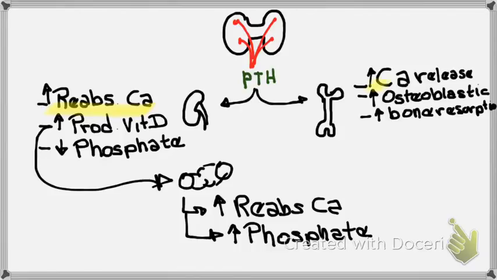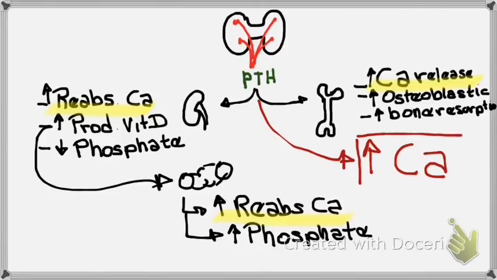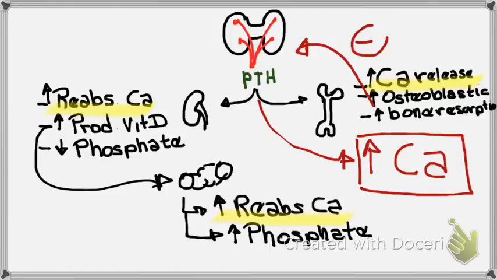So, as we can see, the parathyroid hormone is going to stimulate the reabsorption of calcium in the kidneys. It's going to stimulate the calcium release in the bones, and it's going to stimulate indirectly the reabsorption of calcium in the intestines. So we can say that the parathyroid hormone is in charge of elevating the calcium in blood. This is why when there is too much calcium, there is going to be a negative feedback into the parathyroid glands that is going to inhibit the release of the parathyroid hormone.